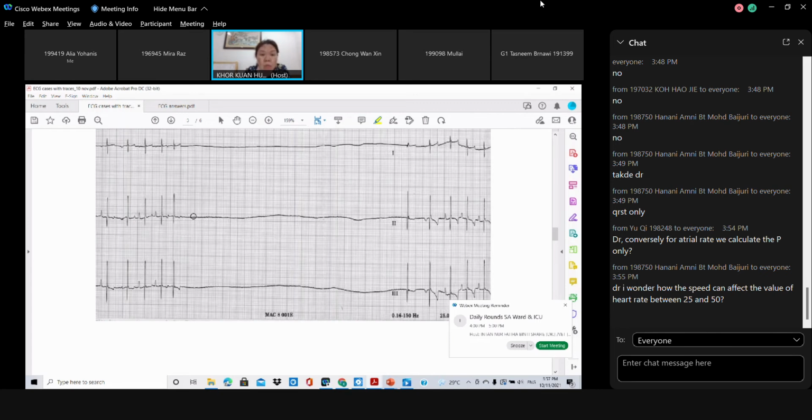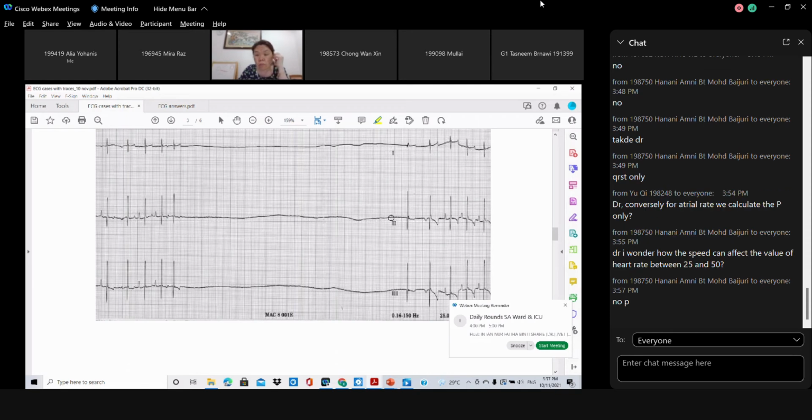But over here, what do you think about the P? All this line over here, there is no P. So it's atrial standstill here. Then the ventricle starts to, the AV node starts to say, hey, something is wrong already. Quickly jumpstart back again. That's why you have your QRS. And there's no T also.